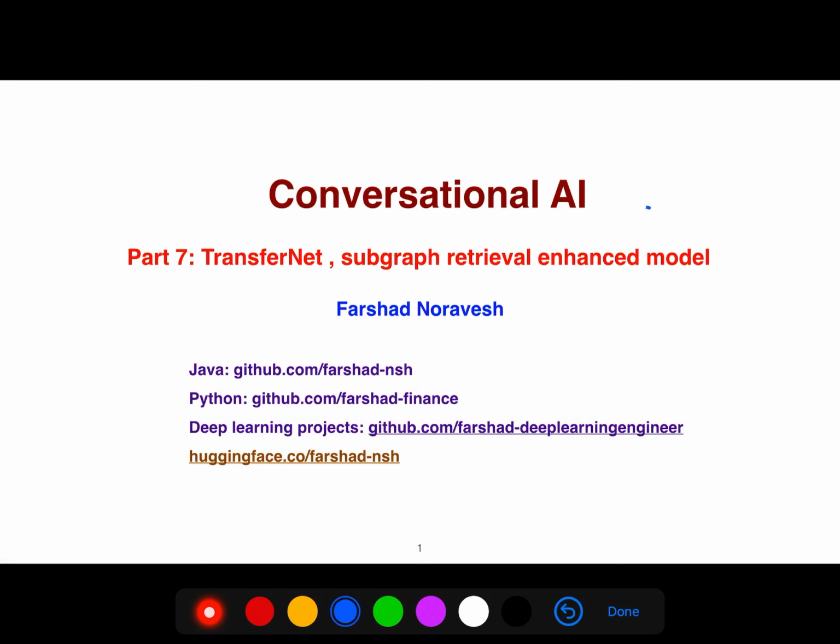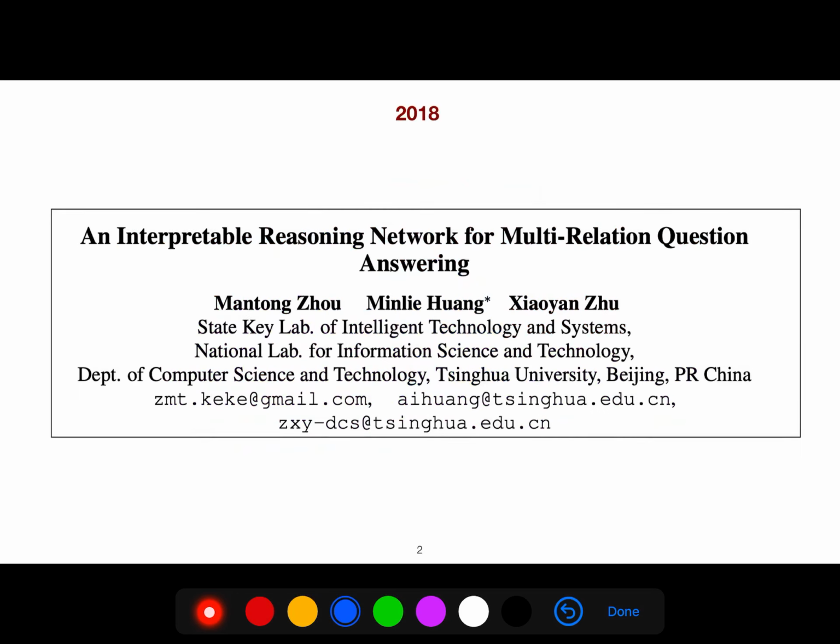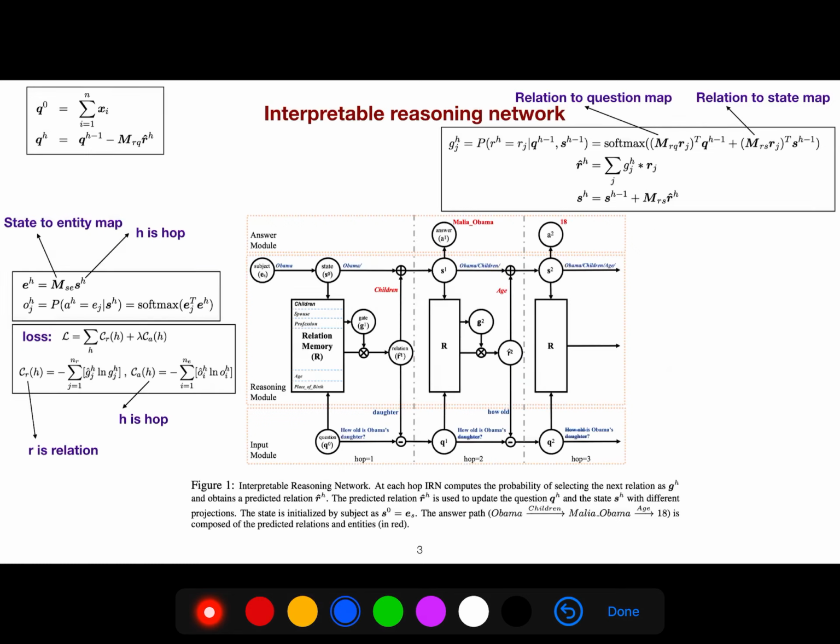Now I want to explain three important articles: TransferNet, subgraph retrieval enhanced model, and another article. So this article from Tsinghua University, the best university in China, is an interpretable reasoning network for multi-relation. And I will explain it in just two slides, this slide and this slide, because it's very easy and very interesting. So the idea is that they have one more thing.